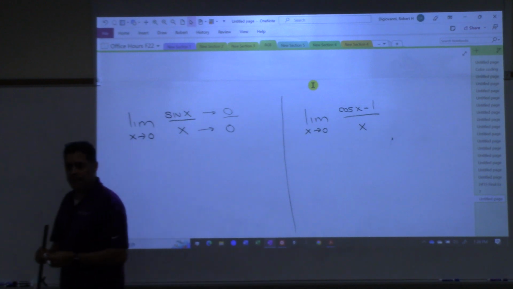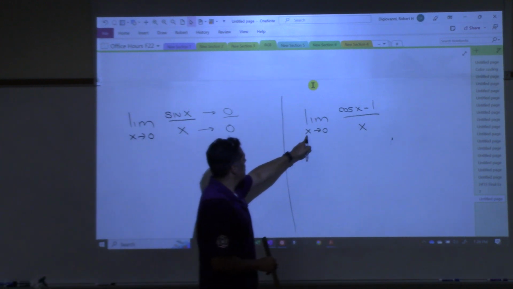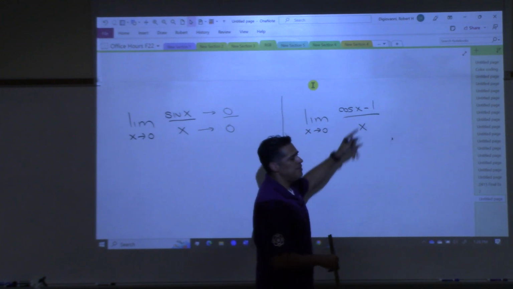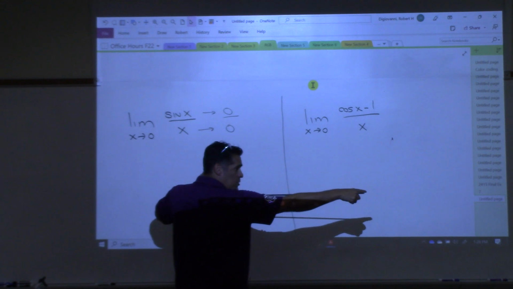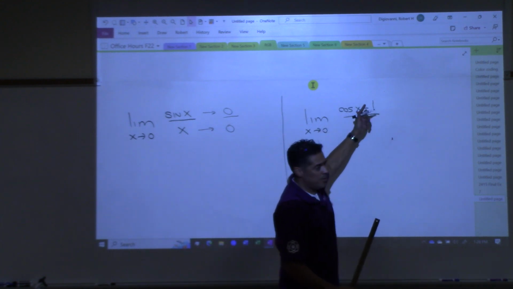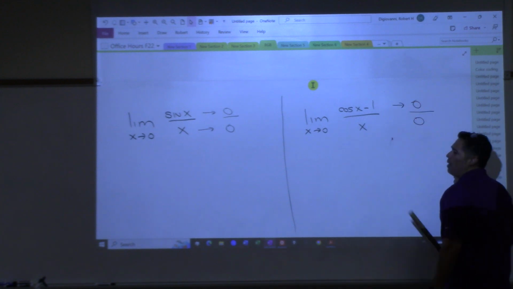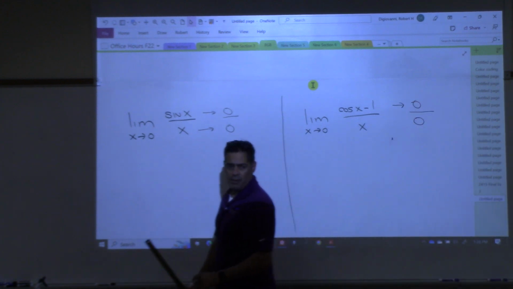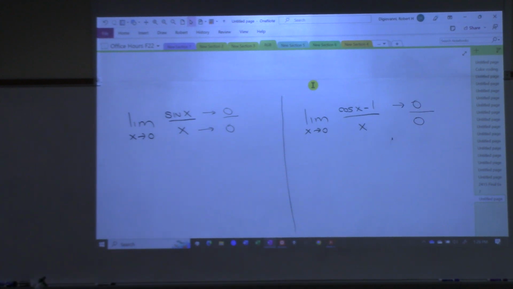This is bad. Similarly, on this problem, x goes to 0. Cosine of 0: the angle is 0, go out there and get the x coordinate this time. That's 1. So you get 1 minus 1 on top, which is 0, and on the bottom, you get 0. So both of these limits give you 0 over 0, don't they? So we're supposed to do some algebra or some trick at this point. Let's focus our attention on this one.